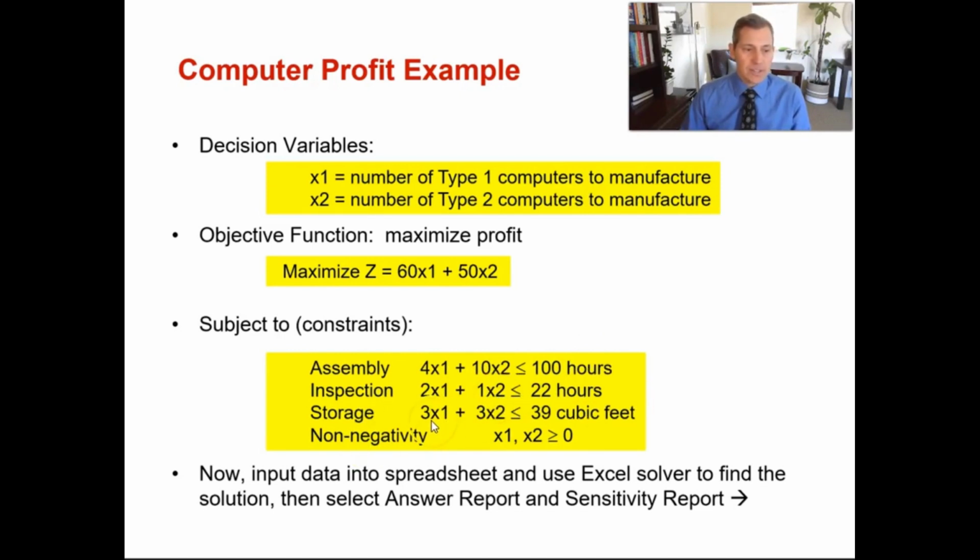Your storage space is 3 cubic feet for the type 1 and 3 cubic feet for the type 2, and it's less than or equal to 39 cubic feet. And everything must be positive because this is a linear programming equation, and you can't make negative of either your type 1 or your type 2 computer. So let's put this into Microsoft Excel real quick and let's solve for this problem.